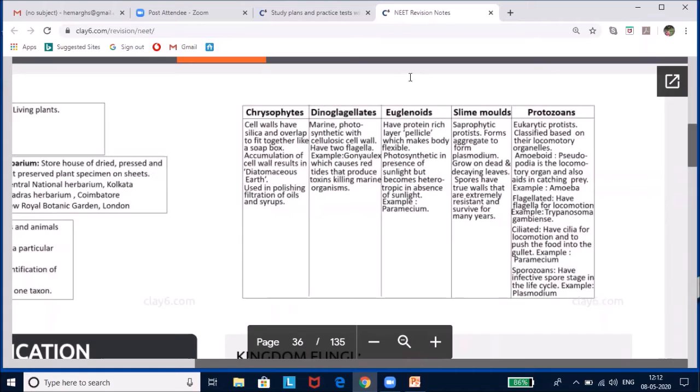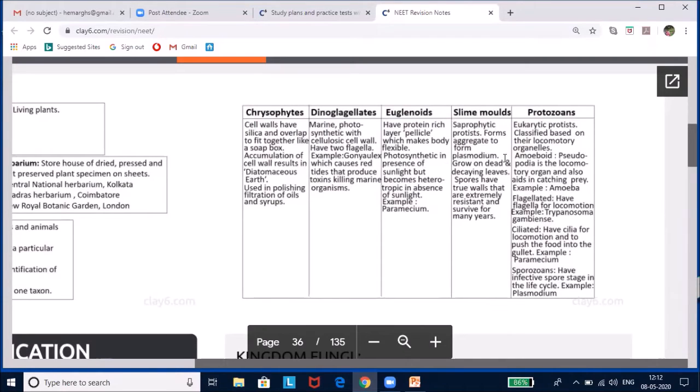Now euglenoids, these have a pellicle, which is protein rich, instead of a cell wall, as a result of which these euglenoids will have a flexible body. They are photosynthetic in presence of sunlight, so they become autotrophs. In the absence of sunlight, they become heterotrophs. Example, it is not paramecium, children, it is euglena. It's a printing mistake.